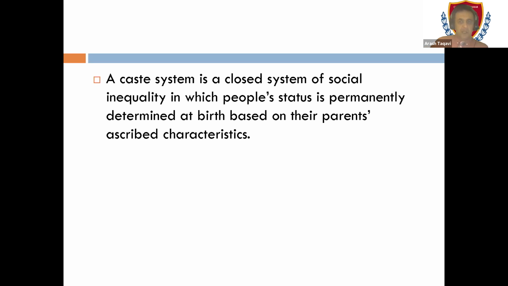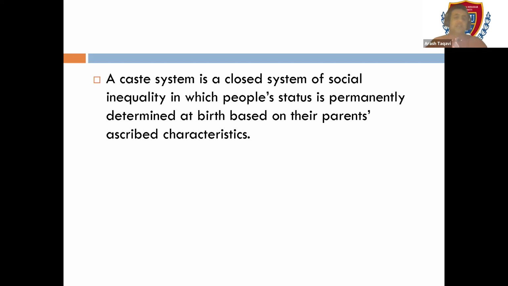A caste system is a closed system of social inequality. At first, it is about inequality. It is not about equality. In a caste system, if you are born in a poor family, if you are born in a lower social class family, you cannot go up in your society because of the caste system. Because of that, it is a closed system of social inequality, and people's status permanently doesn't change, never.